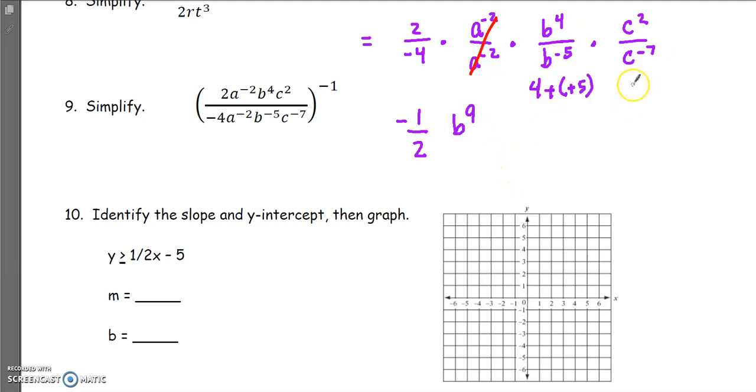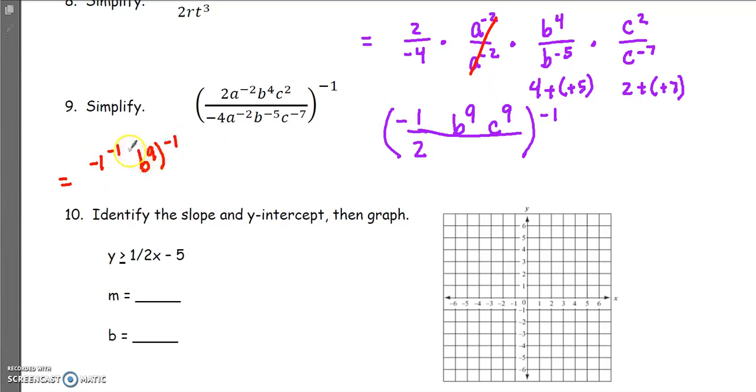And then if I do the same thing with my c's, I have 2 minus a -7, which will be 2 plus a positive 7, so I'll end up with c to the positive 9. So this is kind of what I have right there. And then all of that is going to be raised to the negative 1 power. So that means I'm distributing the negative 1 to every term in there. So let me get another color so we can see. I'll do it down here. So if I distribute this, I'm going to have a negative 1 raised to the negative 1. I will have b to the 9th raised to the negative 1. I will have c to the 9th raised to the negative 1. And I'll have 2 on the bottom raised to the negative 1.